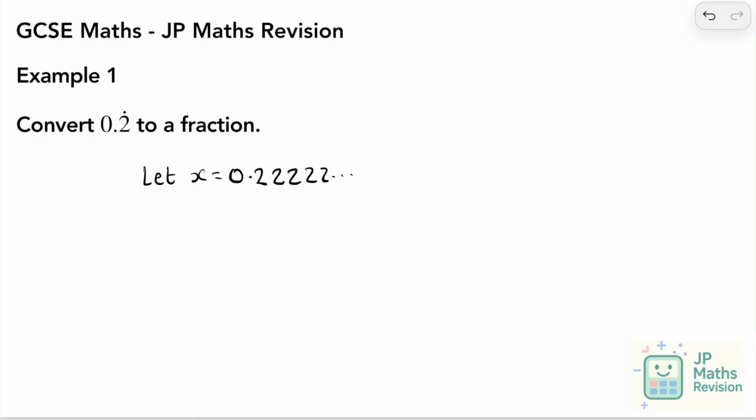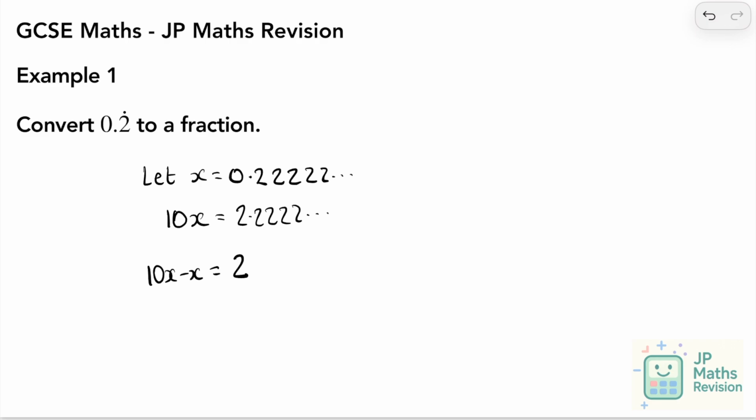Now what we do is we find 10x. If x is 0.2 recurring, 10x is going to be 2.2 recurring. All I've done here is move the decimal place one space to the right. Now, if I subtract x from 10x, I end up with 2.2 recurring minus 0.2 recurring. The recurring part cancels and I'm left with 2. So that's the objective here: we want to get rid of the recurring part because the recurring part is quite difficult to work with.